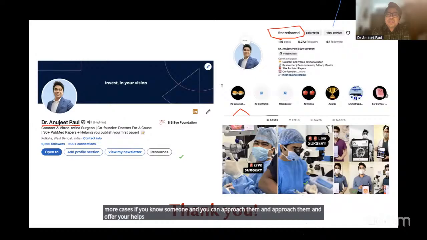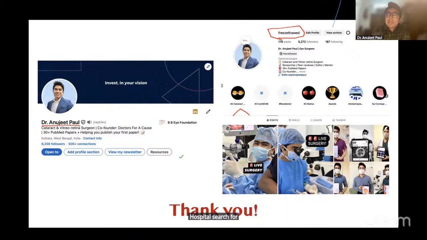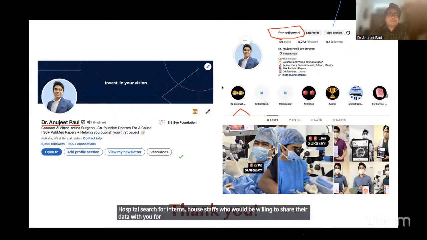Remember, the more junior you are, the more openly you should offer your workforce, in your brute ability to do leg work. But the more senior you are, you can offer your wisdom, etc. So my suggestion is, go to your hospital, search for interns and house staff who would be willing to share their data with you, for you to write it for them.